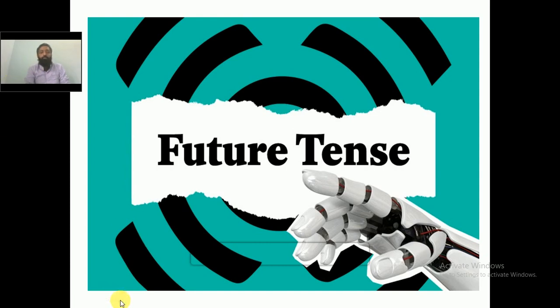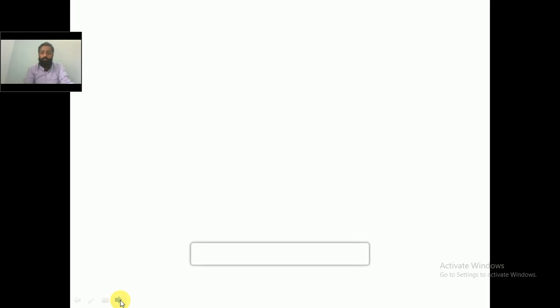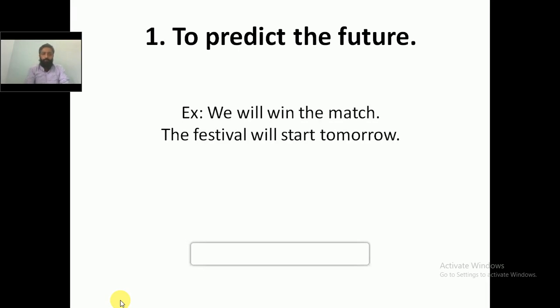Let's see what are the usages of a simple future tense, or where do we use the simple future tense. So what's the first usage of it? The first usage of simple future tense is that it is used to predict the future. To predict the future means you are going to say what is going to happen in the future with the help of a simple future tense. To make it clear, we have two examples here.